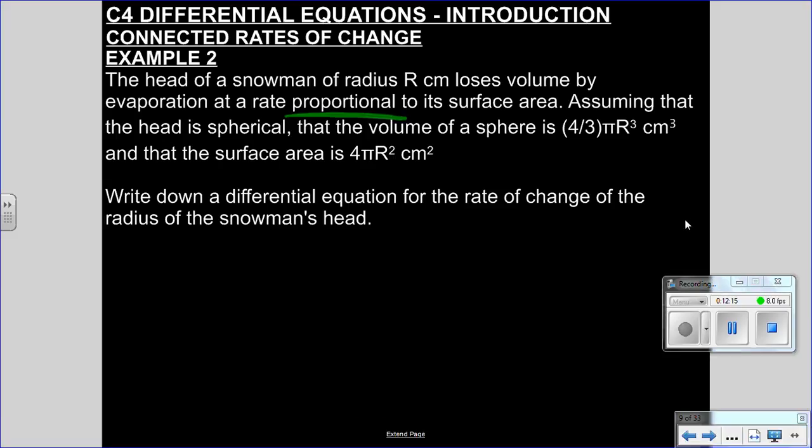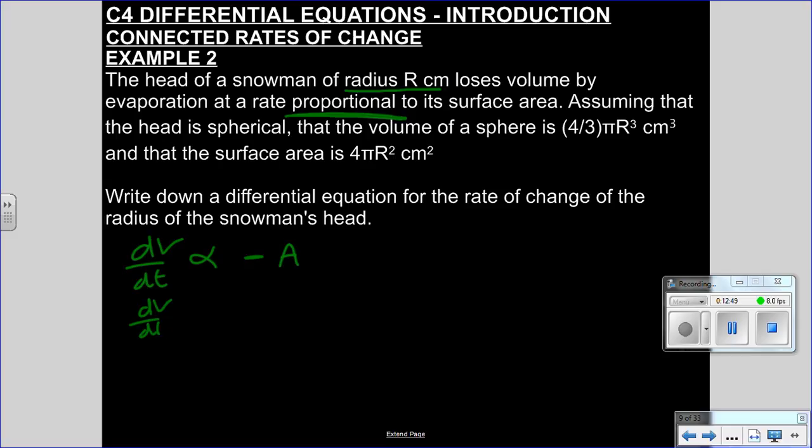Well, this is kind of leaking into that first section of the differential equations business, because we happen to have a bit of information. We need to write down what that differential equation is. So let's start. The head of a snowman of radius r loses volume. So it's losing volume over time, and it says it's at a rate proportional to its surface area. So proportional is represented by that fish sign, and as it's losing volume, it needs to be a minus. You have to be really careful with that minus.